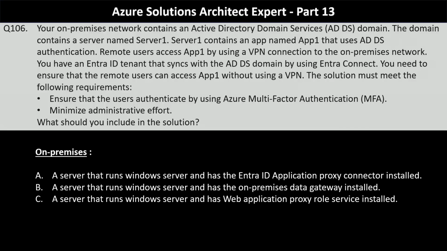Now, the next part of the question is talking about what should you include in the solution in the on-premise. A server that runs Windows Server and has the Entra ID application proxy connector installed. A server that runs Windows Server and has the on-premise data gateway installed. A server that runs Windows Server and has web application proxy role service installed. And friends, the correct answer here is option A. Entra ID application proxy connector allows secure access to an on-premise application like App1 over the internet, eliminating the need for a VPN and supports conditional access policies, including MFA, ensuring secure user authentication.